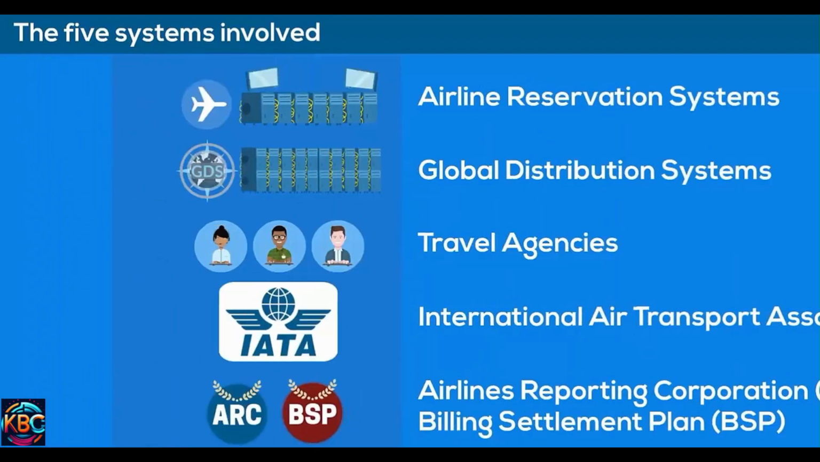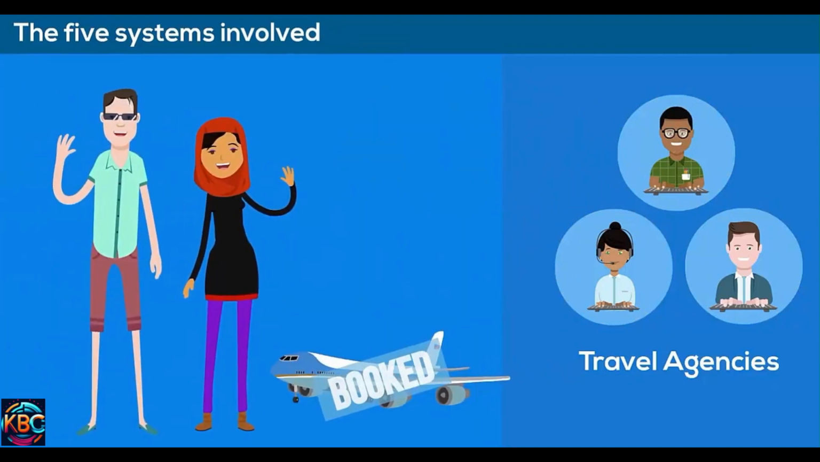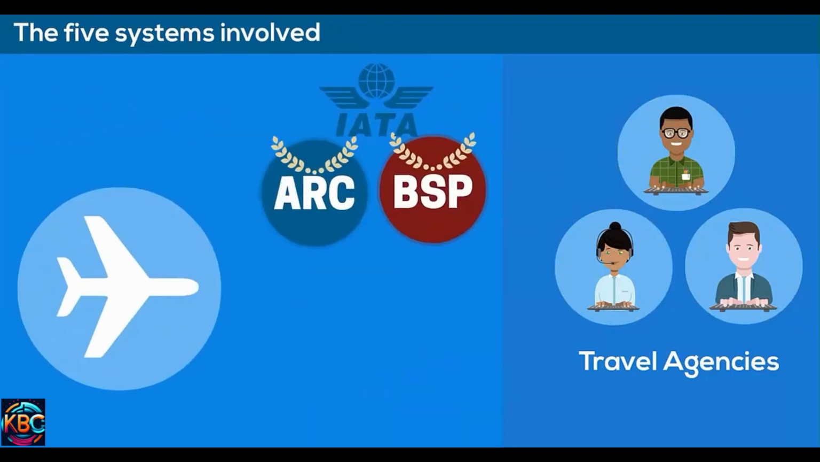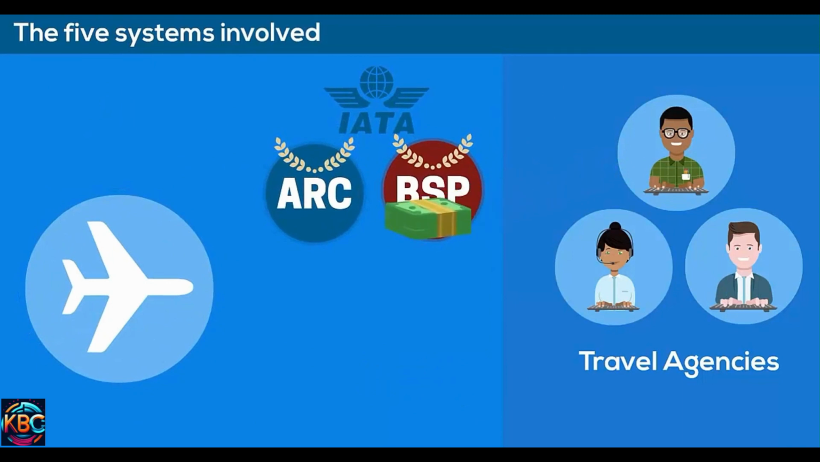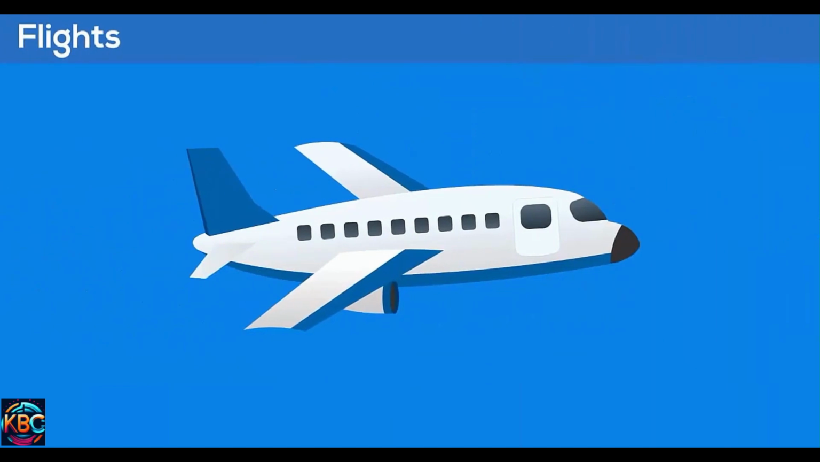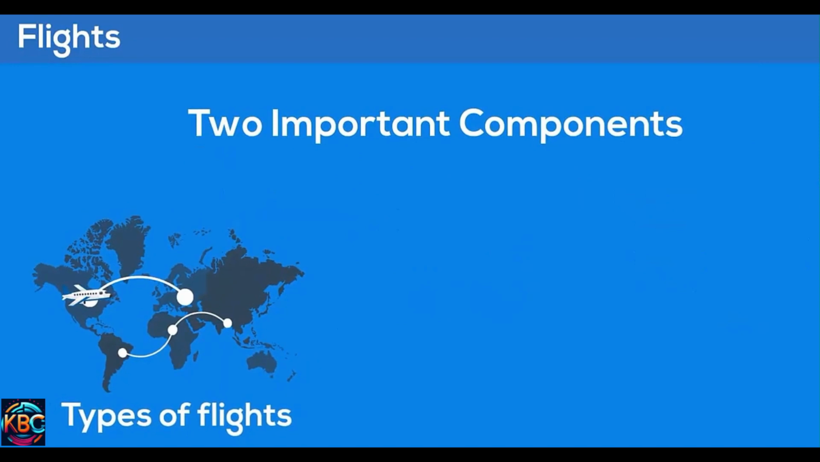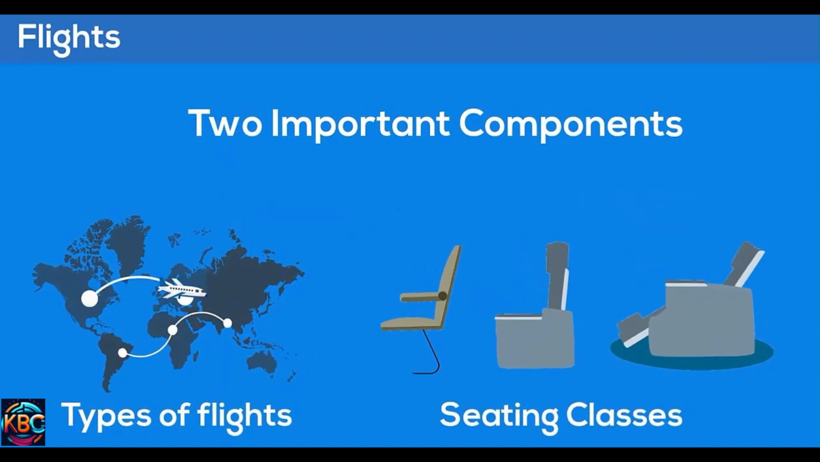To quickly recap this process, a GDS takes the available flights from an airline reservation systems and makes them available to travel agencies. The travel agencies sell the flights to travelers. The travelers pay the travel agencies, who in turn pay the airline through the IATA-formed regulatory bodies known as ARC or BSP. In regards to flights, there are many components that are important. 2 important components are the types of flights and the seating classes.